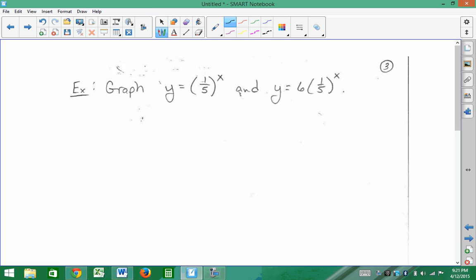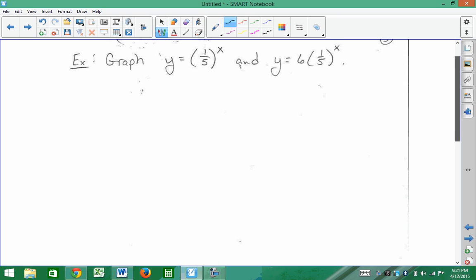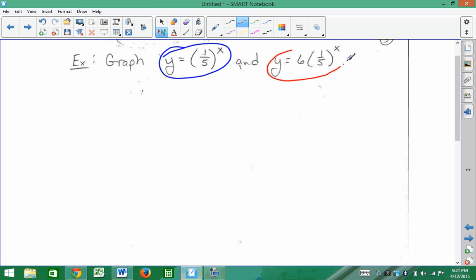All right, let's take a look at another example. Okay, very similar question. We're going to graph y equals 1/5 to the x. Again, let's go ahead and do that in blue. And then we're going to graph y equals 6 times 1/5 to the x, and we'll do that in red. So we should already be thinking about what is that 6 going to be doing to our original graph, the first one, the blue. What type of transformation will we be seeing?